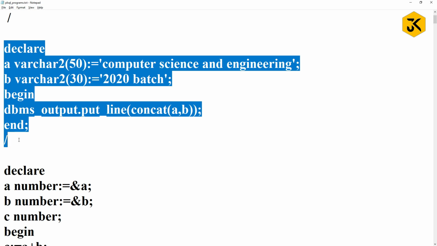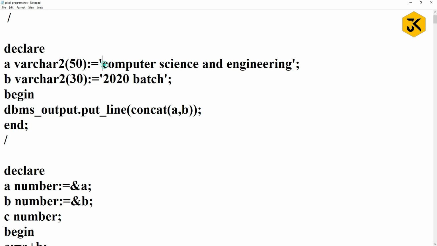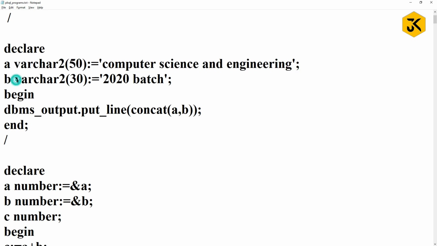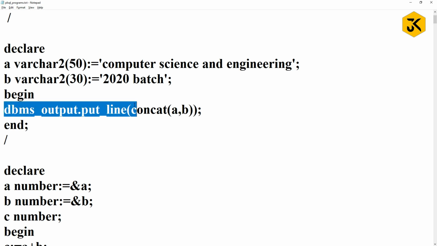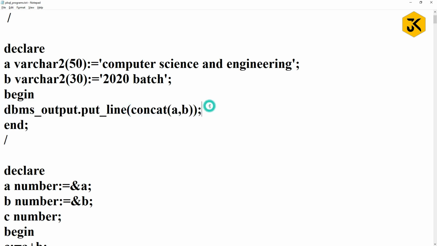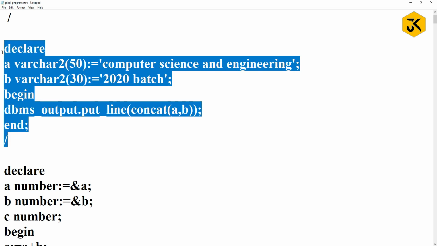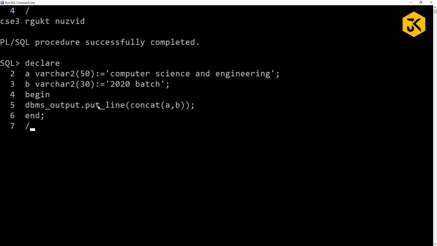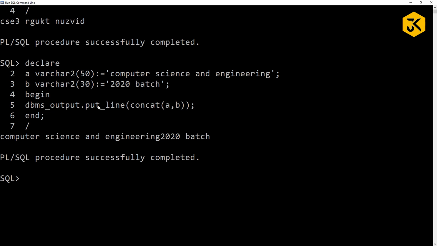One variable is initialized with computer science engineering. I hope you understood, this is the meaning of the assignment operator, right? I have declared two variables, a and b, both of type varchar. And the heart of the logic I have written inside the begin body: begin dbms_output.put_line of concat of a comma b. Can I use the concat method? Yes, I can use it directly, right? So what will be the output you are going to get? You are going to get the concatenation of both strings, right?